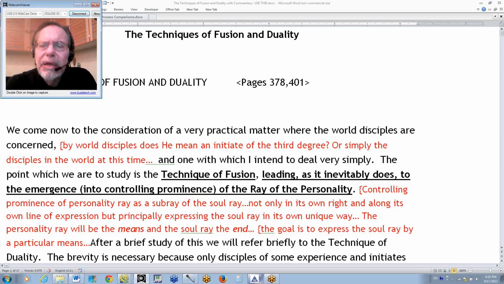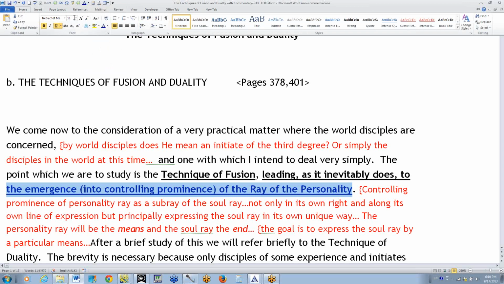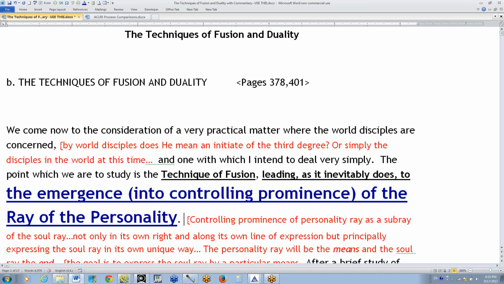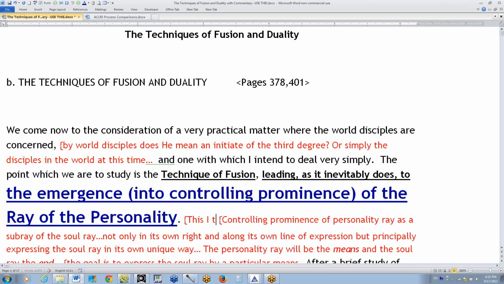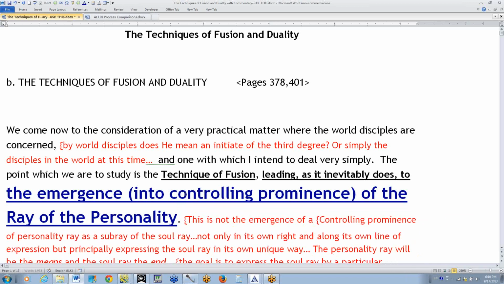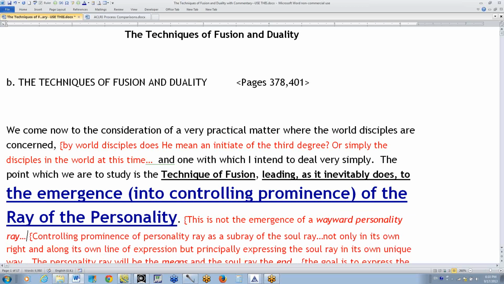So the emergence into controlling prominence of the ray of the personality always used to puzzle me when I would read that, but it seems in a way obvious that it's a special kind of emergence and not the emergence of a wayward personality ray.